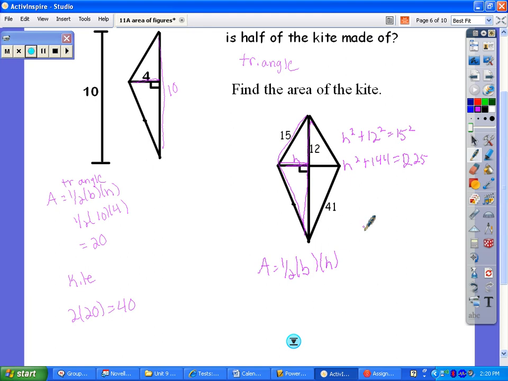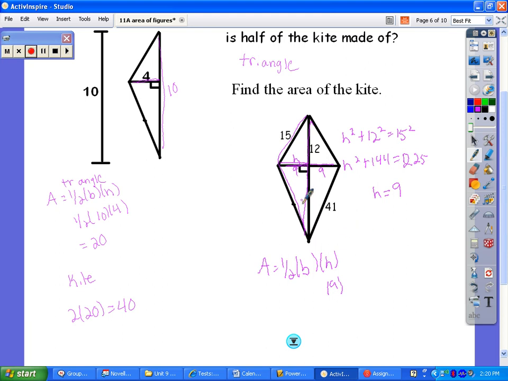And you solve, and you get h is 9 when you solve it. So this length is 9. So now we know our height, which is 9. Now the base is the entire side. So again, we don't know the base, but this is also 9 because the short diagonal is cut in half.